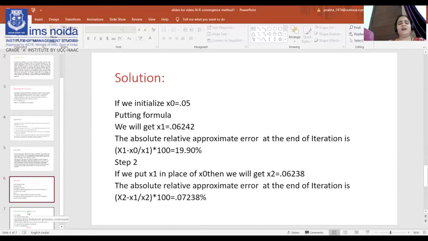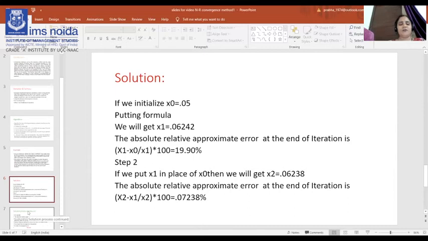Then put in the formula. What is the formula? x0 minus f(x0) divided by f dash x0. Then only you will get x1. By calculating this formula, you get x1 equal to 0.06242. Now you can calculate the absolute relative approximate error at the end of the iteration: x1 minus x0 divided by x1, into 100. This is the formula: new value minus old value divided by new value, into 100.